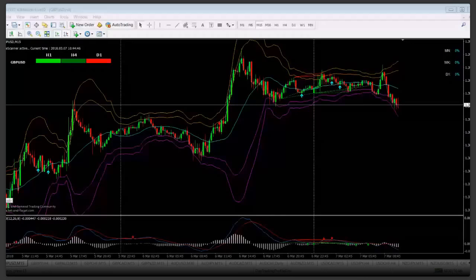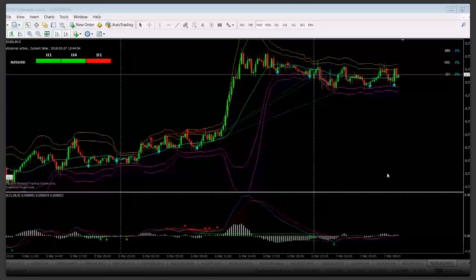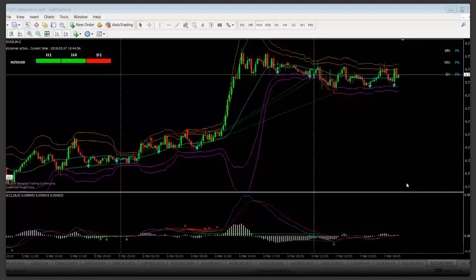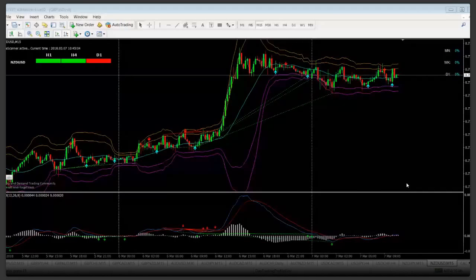Okay, waiting for some signals to happen. Pretty quiet so far. These two trades. Okay, buy signal on British pound USD now.